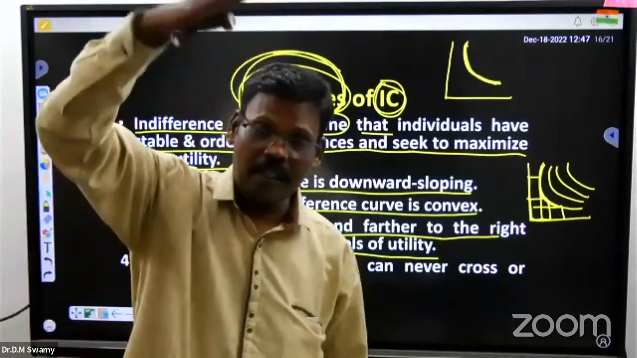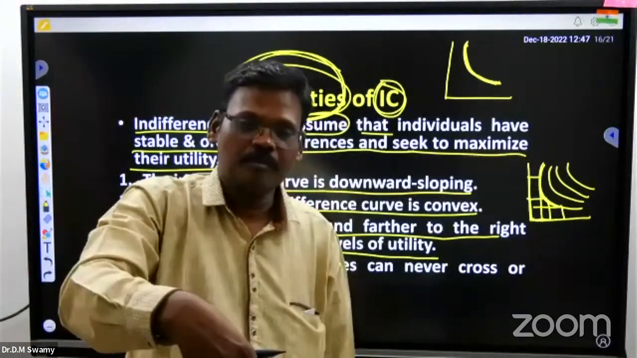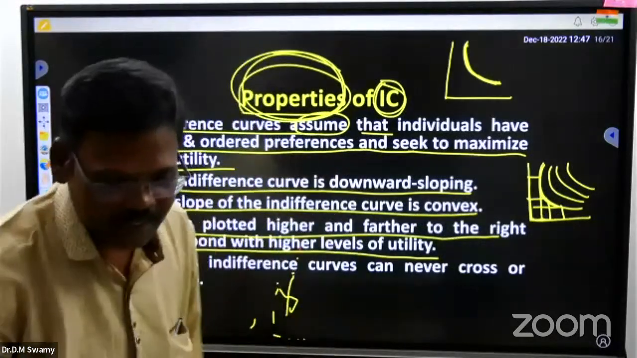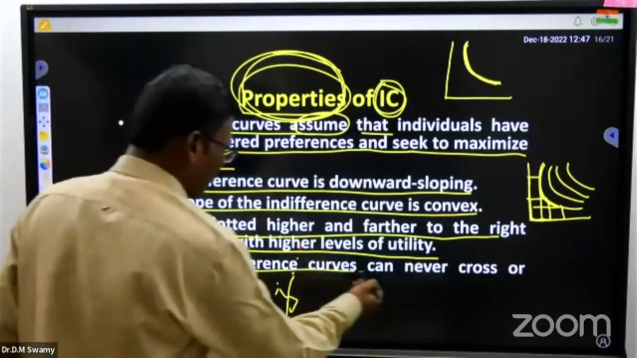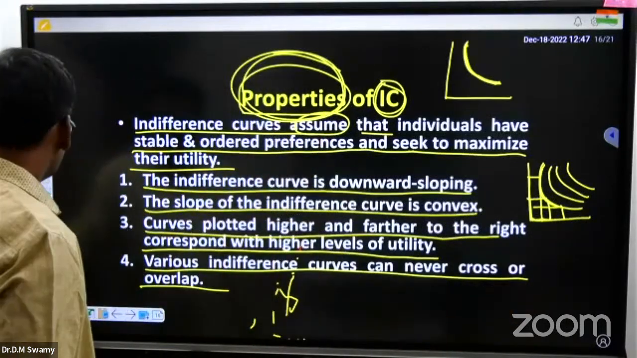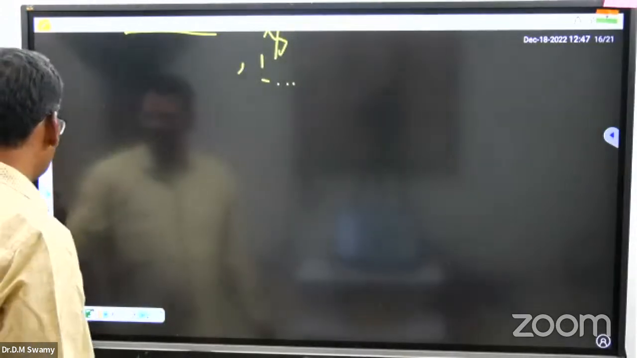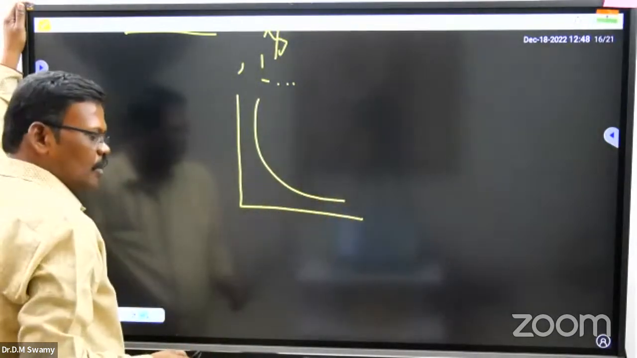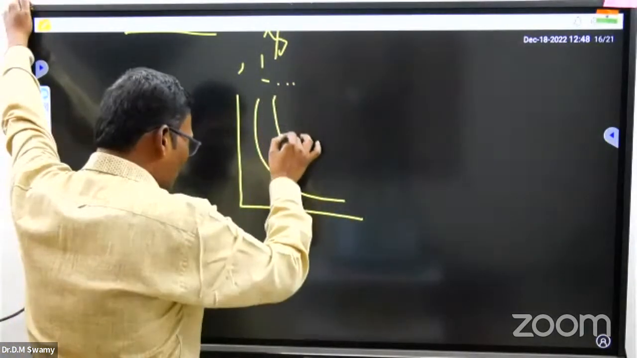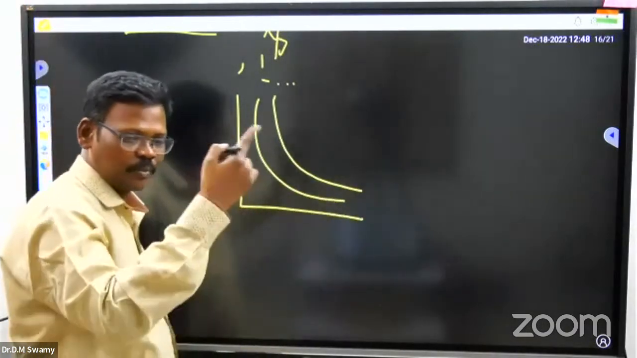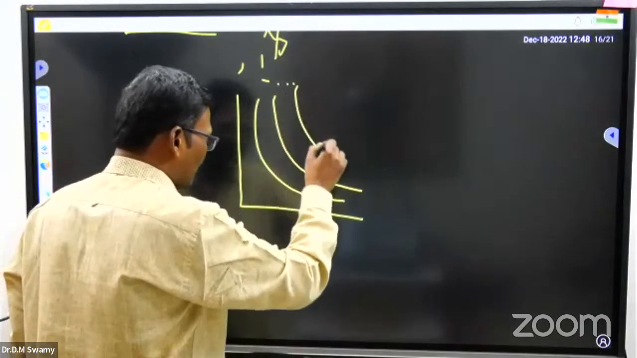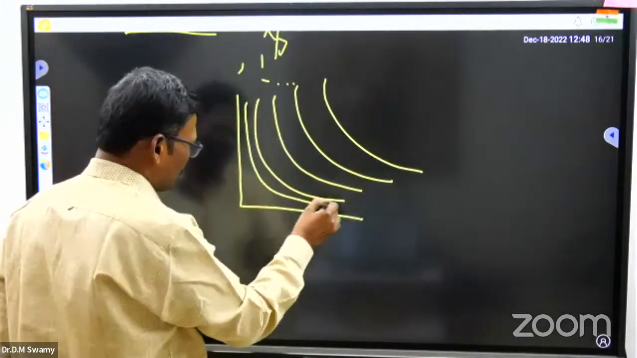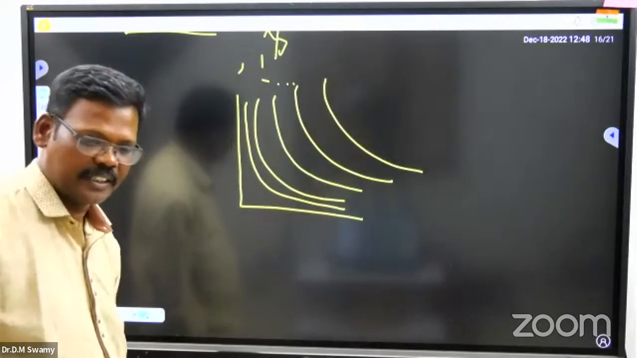Otherwise, the indifference curve comes down, that is, moves backward, which means the level of satisfaction is decreasing. And various indifference curves can never cross or overlap. So the indifference curve will be downward sloping and convex to the origin. It moves upwards whenever the level of satisfaction increases, and it may come downwards if the level of satisfaction is decreasing.